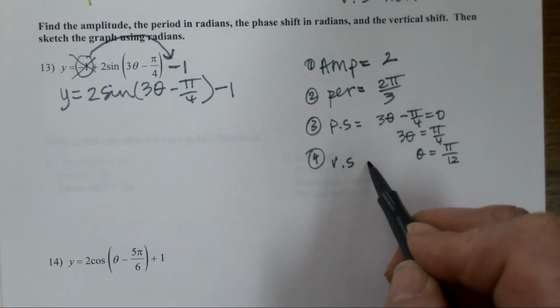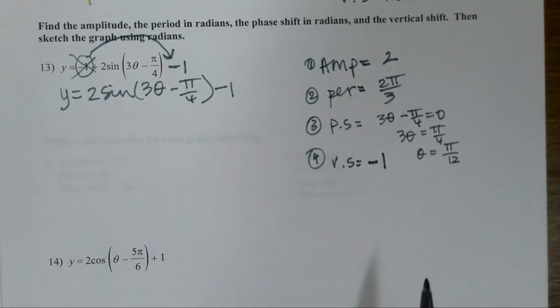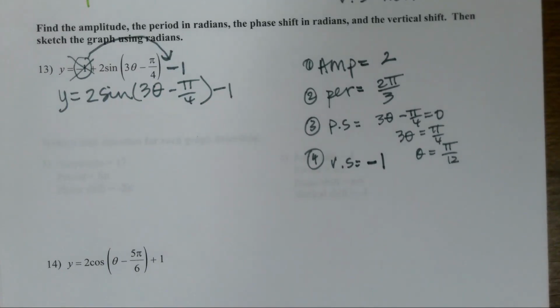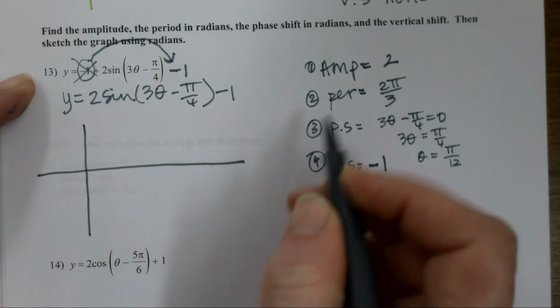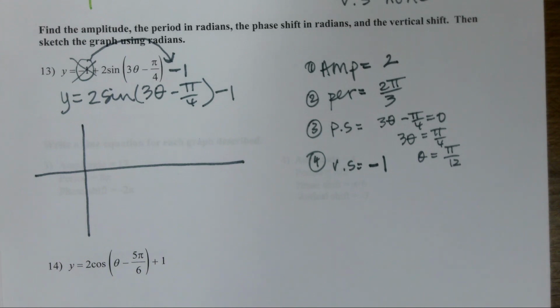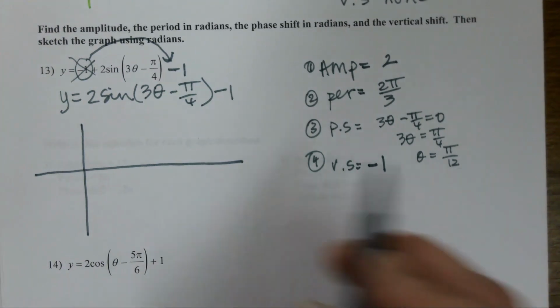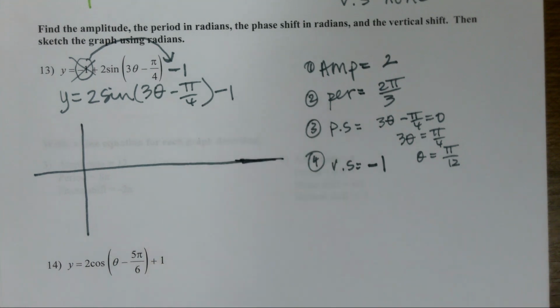Vertical shift, -1. That means I'm going to move this whole thing down 1 unit. My amplitude has to go off of my center. So when I move my vertical center, my amplitude gets counted from that location. Okay? It doesn't go up to 2 and down to -2 on the graph. It goes 2 above the center and 2 below the center. So when I graph this, my shift is to the right. Yep, to the right.